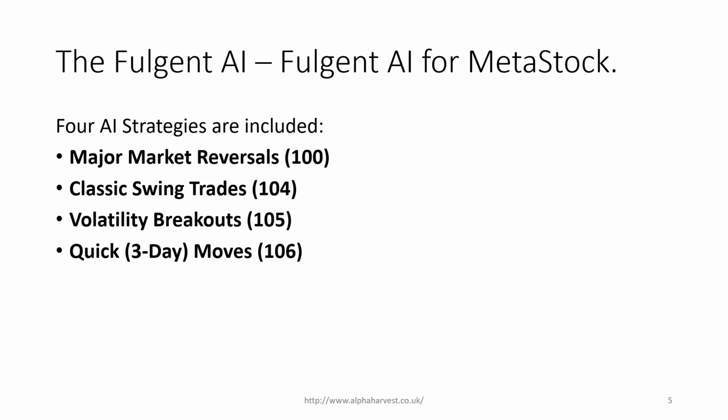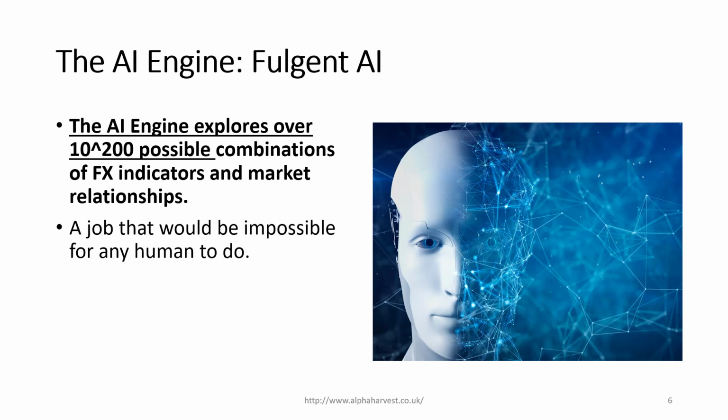We use the Fulgent AI engine that sits on the Metastock platform. Just a brief tip-of-the-iceberg description of what the AI does: the AI explores 10 to the power of 200 different possible combinations of Forex indicators and market relationships, and it uses genetic algorithms to develop these highly probable trading strategies.